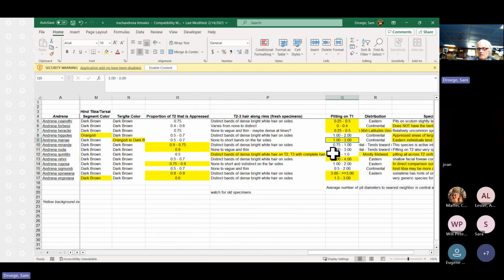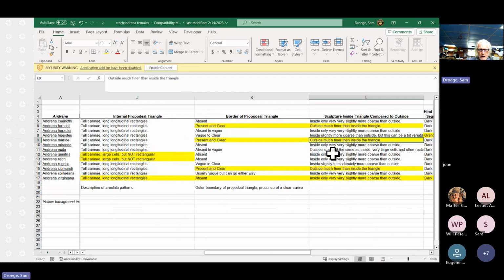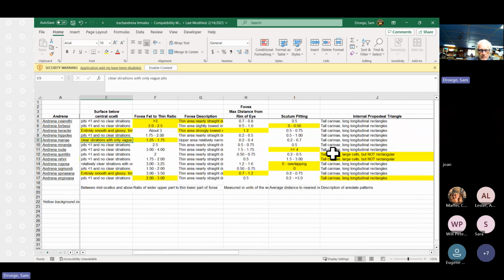And pitting on T1, moderate, 1 to 3. And then again, this note here, Eastern individuals tend toward brown abdomens. So let's look at the specimen, the red specimen again to see if the alignment of some of these things occurs in terms of pitting and head patterns. So we go back here to the fovea. Let's look at that.